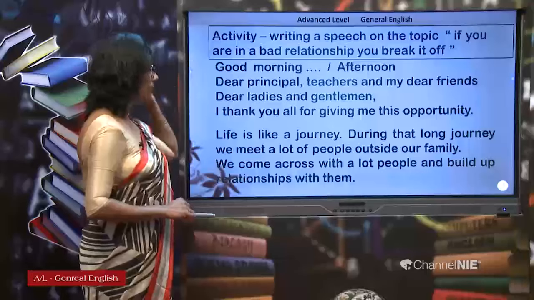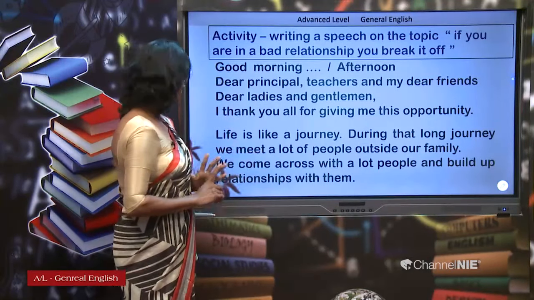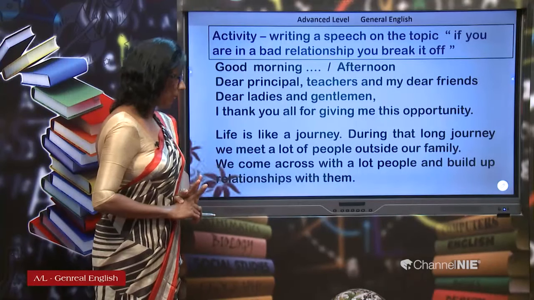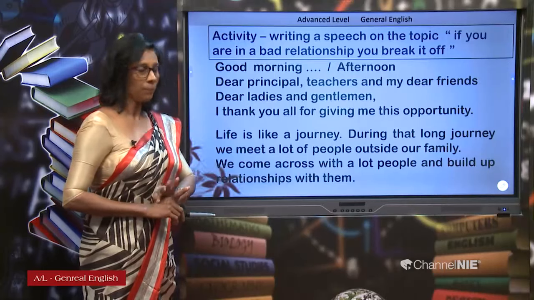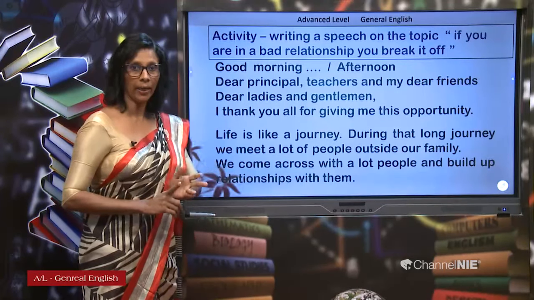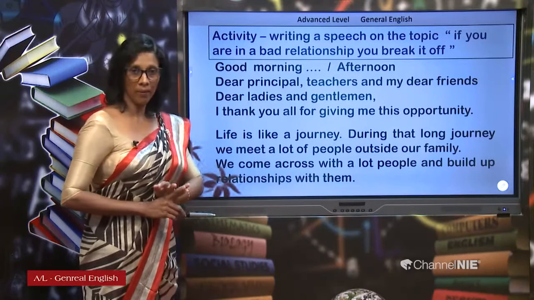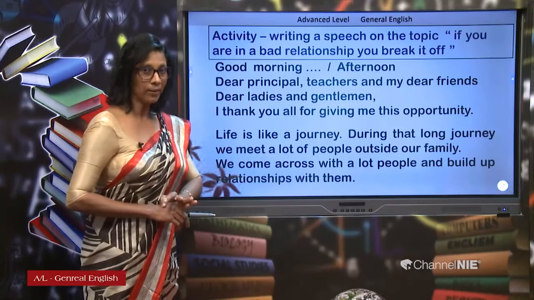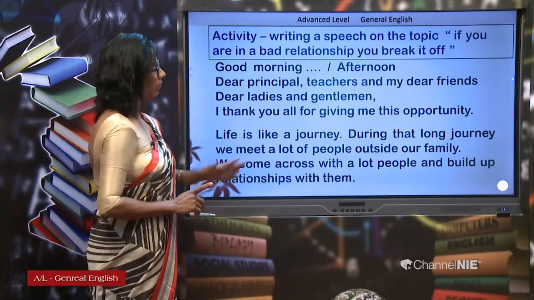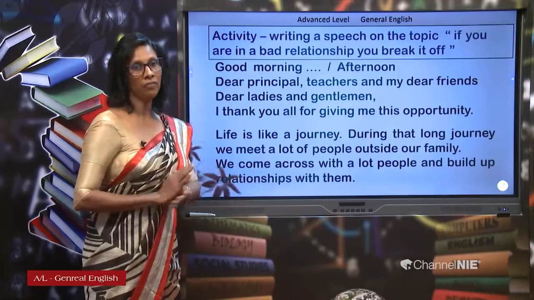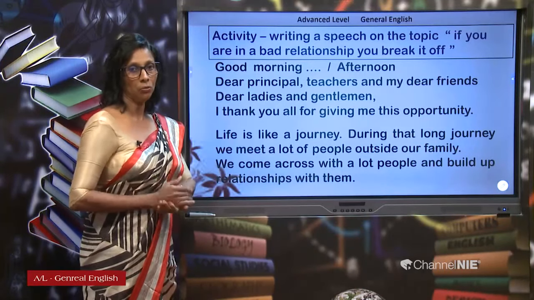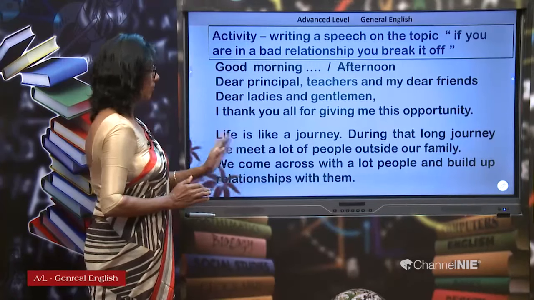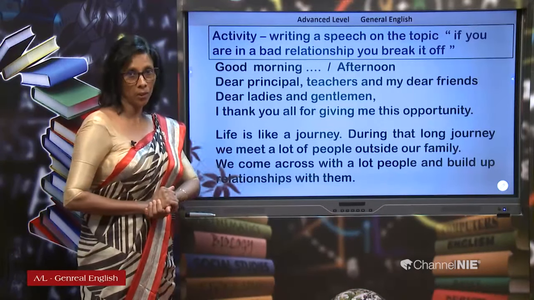So life is like a journey. During that long journey, we meet a lot of people outside our family. Is that true? In school, you meet a lot of friends. When you go out of the school again, you are exposed to some other people in the society. And so you meet a lot of people during your lifetime, not only just after school. When you go to university and when you go to workplace, you meet a lot of people. So that is a long journey we are going to have.